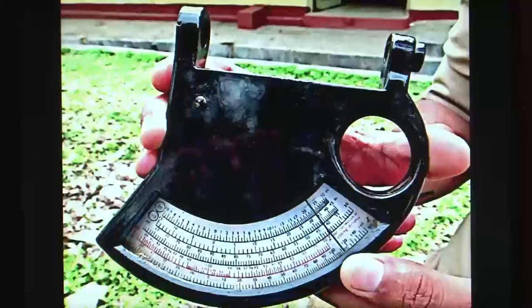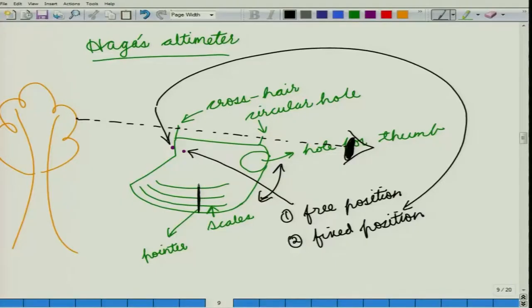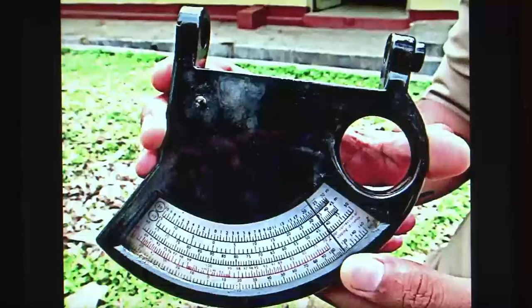So coming back to the tablet. Here, if this pointer were put into the free position, it would become vertical. Once it has become vertical, you press this button and then it will become fixed, and then you can take the measurements using these scales. Now why are there multiple scales here? So let us first look at some slides.